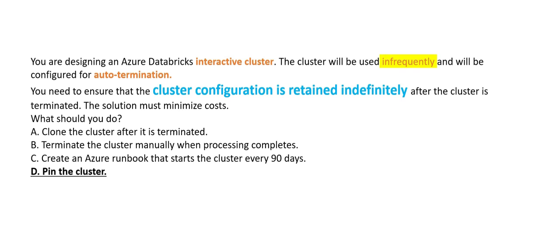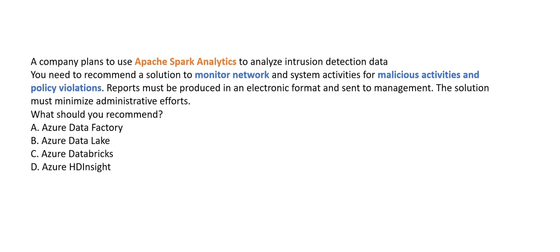The key to solving the questions is you should first understand what the keywords are and what the problem statement is. The one in blue is the problem statement here. A company plans to use Spark Analytics to analyze intrusion detection. You need to recommend a solution to monitor network and system activities for malicious activities and policy violations. Reports must be produced in an electronic format and sent to management. The solution must minimize administrative efforts.